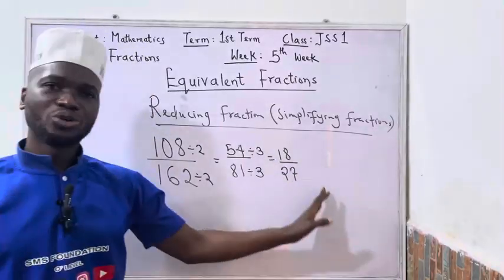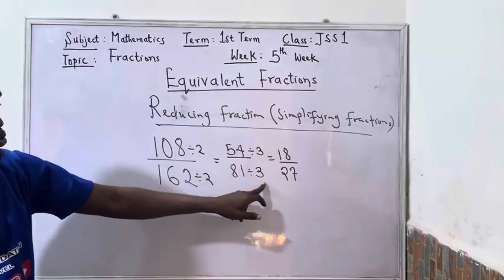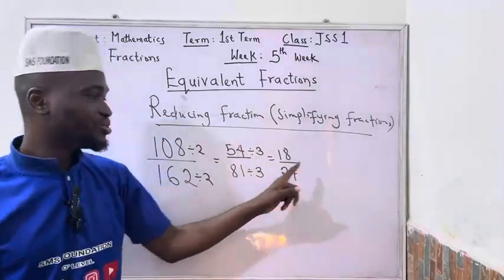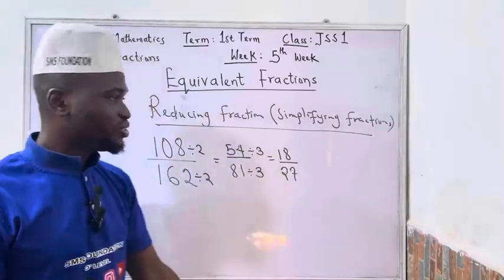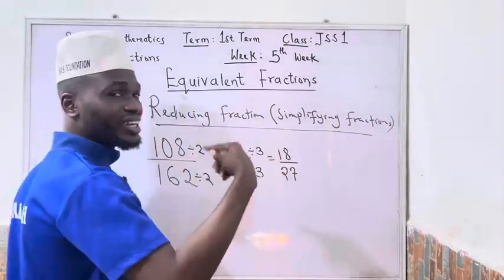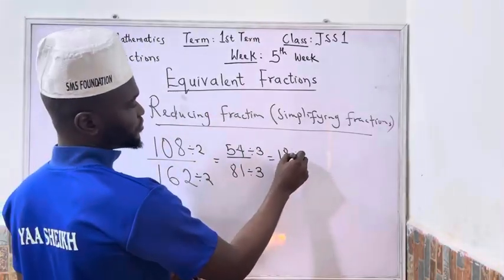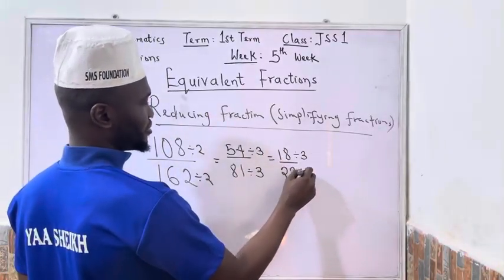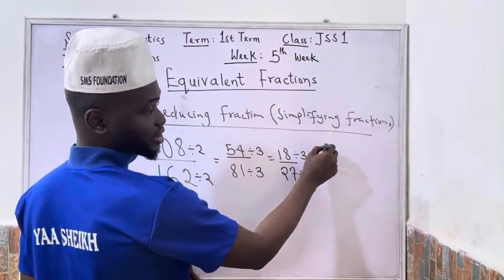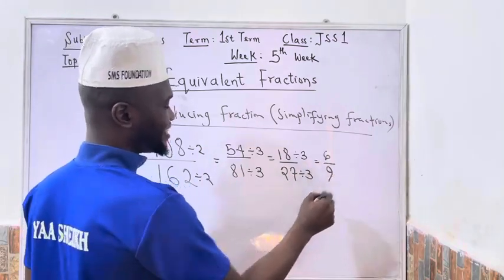Yeah, you still don't have to give up yet. If 2 can still work, you try 2, but 2 cannot work anymore. If 3 can work, you still try 3 again. You don't say, I have used 3 once and I'm no longer using it. No, you can use it multiple times. So, I can use 3 now, again. 3 in 18 gives me 6, and 3 in 27 gives me 9.